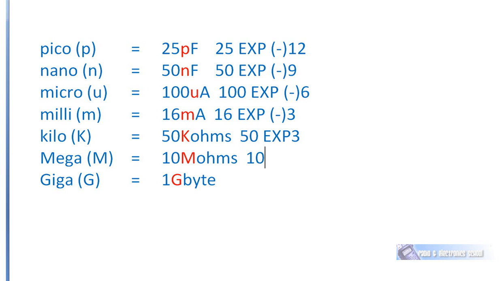Mega, 10 exponent 6. Not hard, is it? And giga would be 1 gigabyte would be 1 exponent 9. And there you go.